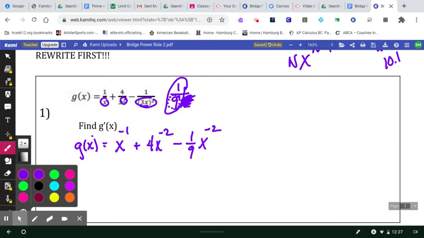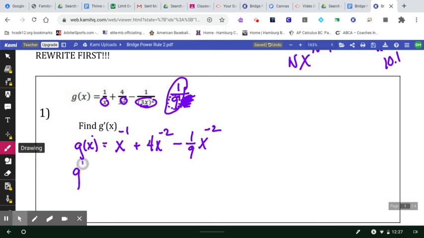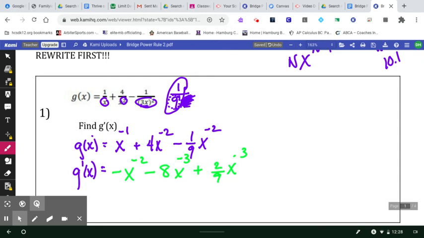Now that we've rewritten g of x, I hope g prime of x is going to be easy. So take a minute, pause it, try it on your own, and then we'll compare. So I hope I didn't go too fast. I brought this down and I subtracted 1. That's how I got my negative 2. I brought this down to get negative 8, subtracted 1 to get negative 3. Brought this down, so this became a positive 2 over 1 would be 2/9. Subtracted 1 to get x to the negative 3rd.